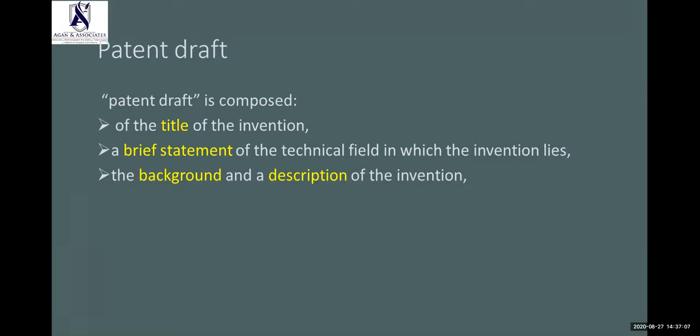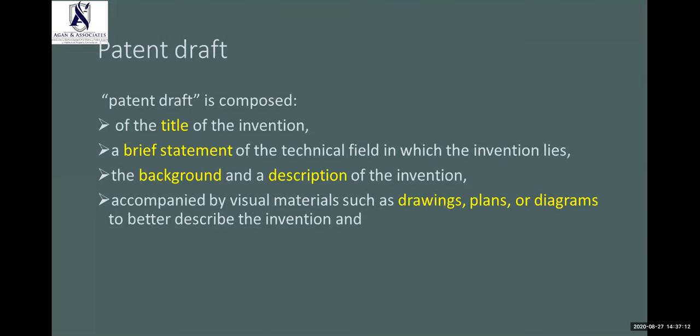Thereafter, it's important to, now again, this is technical, to have drawings or plans for a better description of the invention. And these are usually in the form of engineering drawings, if it's possible. Where it is not possible, then of course, like for example, in the biological sciences world, you can remember those drawings that are in biology.